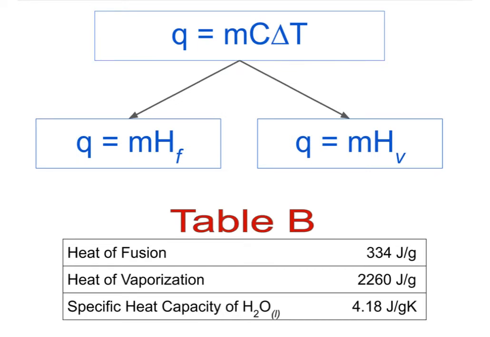Here are our basic formulas for the calculations of heat. When something is warming up or cooling down, we will be using this formula: the mass times the specific heat capacity times the change in temperature. When melting or freezing is involved, we will be using this formula: the product of mass and heat of fusion. When something is boiling or condensing, we will be using this formula: mass times heat of vaporization. Heat of fusion of water and heat of vaporization of water, as well as specific heat capacity of liquid water, are reported in your reference tables on the first page in Table B, so know where to find them.